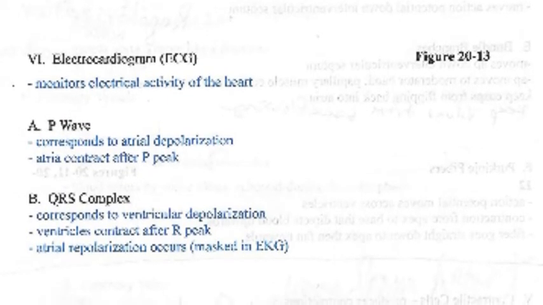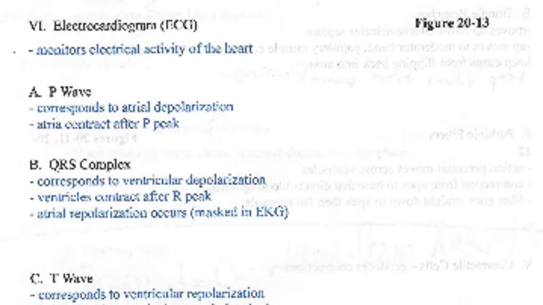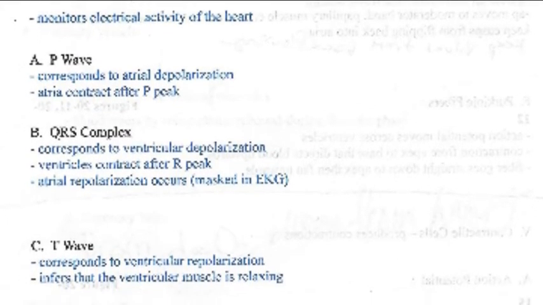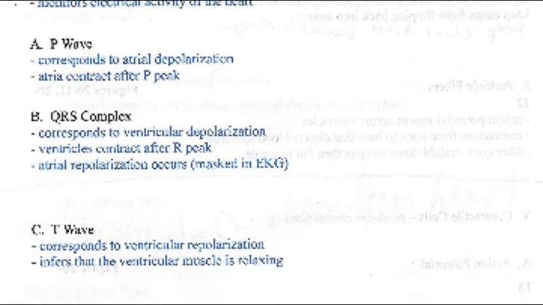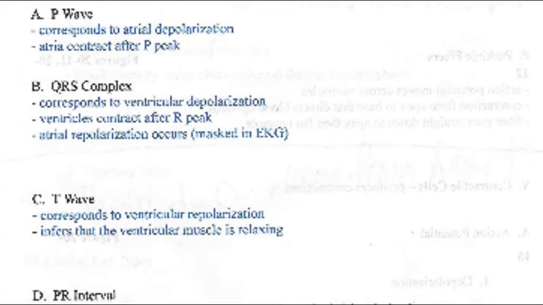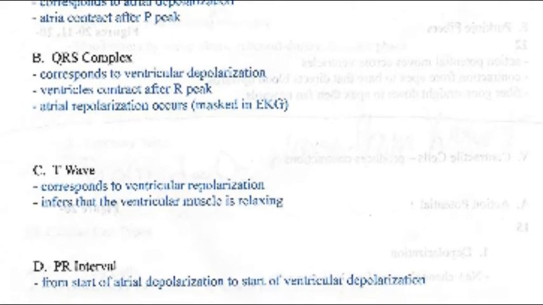QRS complex. The QRS complex corresponds to ventricular depolarization. The ventricles contract after R peak. Atrial repolarization occurs in the QRS complex, but it is masked in an EKG.